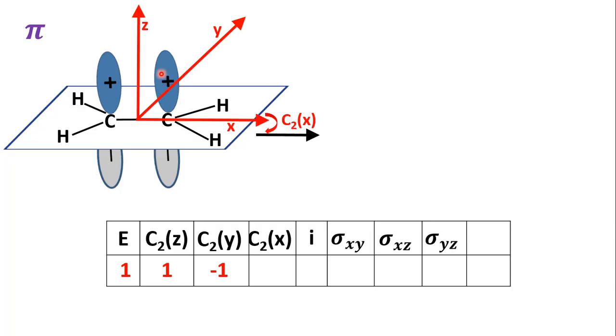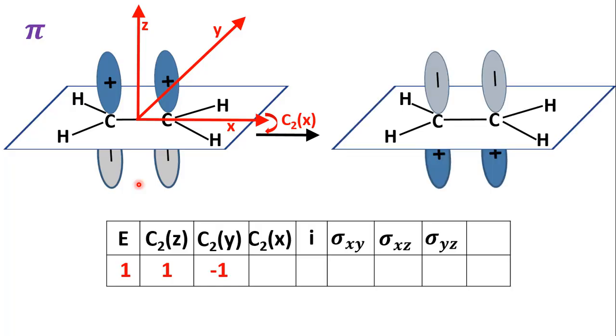Next we come to C2x. The x-axis is along the carbon-carbon bond, and when you perform 180-degree rotation about this, the 2 negative lobes at the bottom will come to the top, and the 2 positive lobes at the top will come to the bottom, and so there is a change in sign, and the operation is anti-symmetric, and we get minus 1.